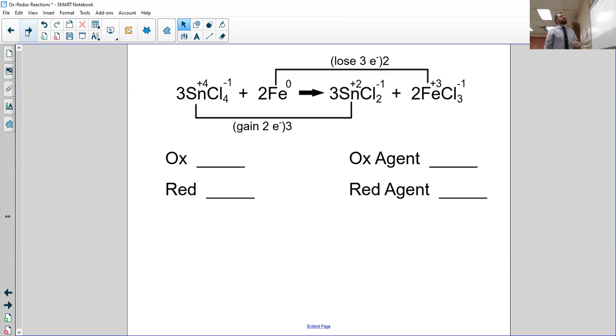The next step that we have to do is define what's being oxidized, what's being reduced, what's our oxidizing agent, and what's our reducing agent. So remember, OIL RIG, oxidizing is losing. What's losing electrons in this case? Our iron. Reduction is gain, so RIG. What's gaining is our tin. Our oxidizing agent is what's causing oxidation by being reduced. So our tin is being reduced, so it's causing oxidation. And our reducing agent is going to be iron because it's being oxidized, which is causing reduction.